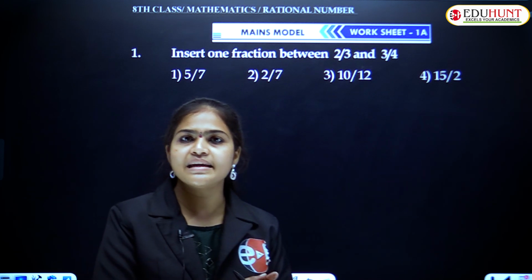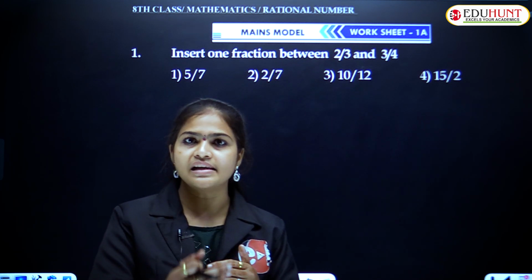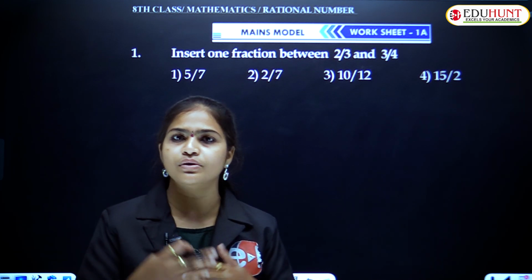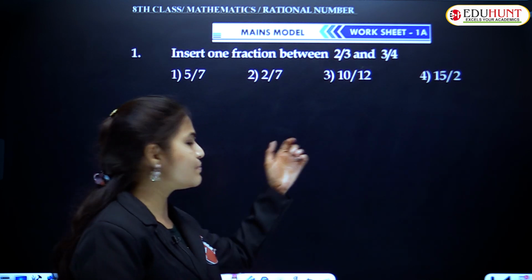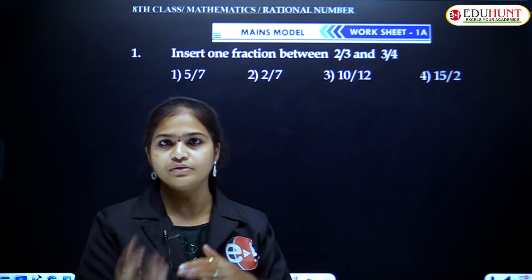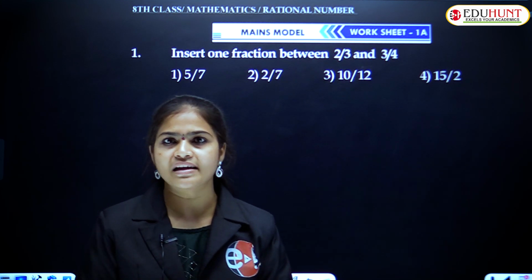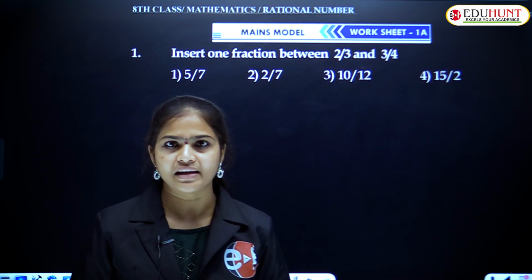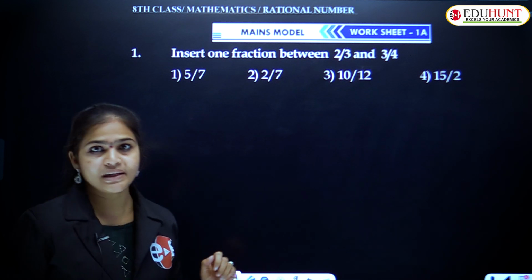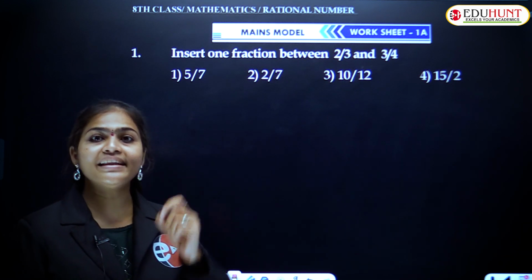In the same way, to insert two or three rational numbers, we first need to find the common difference d. After that, the first one is a + d, the second one is a + 2d. These formulas we discussed in that concept, right? And one more method is there. What is that? That is to find the decimal value.